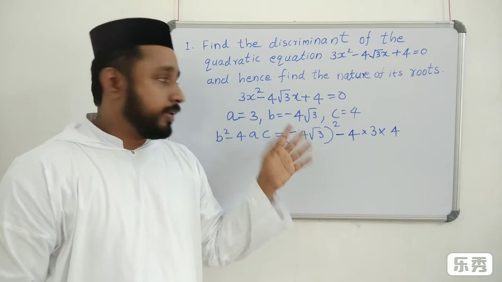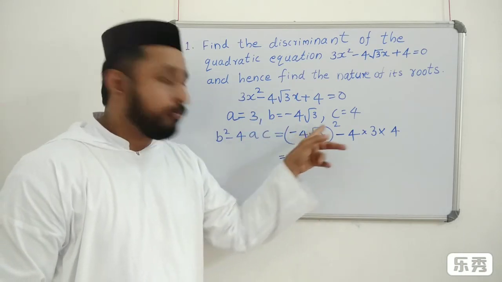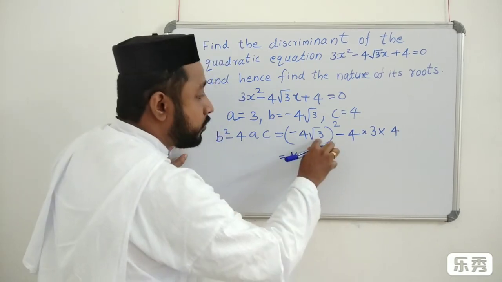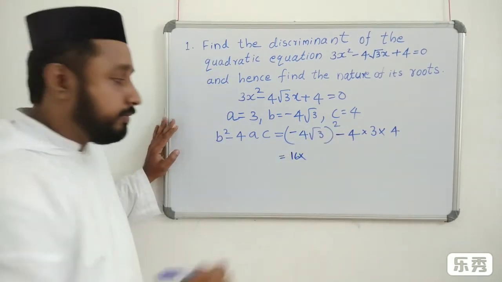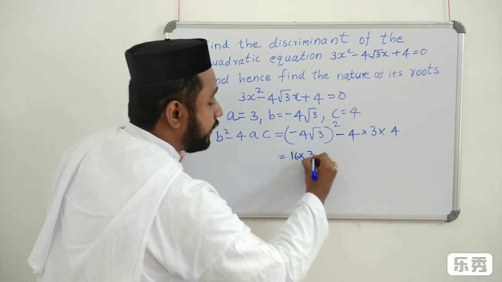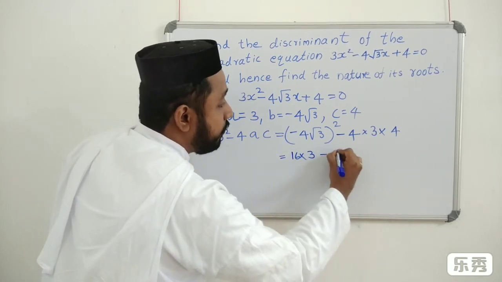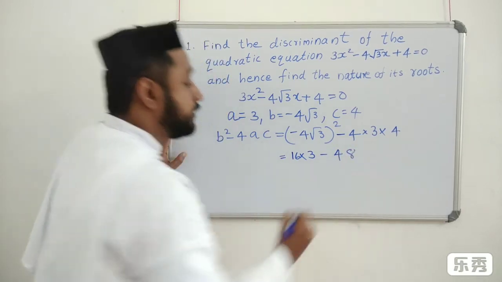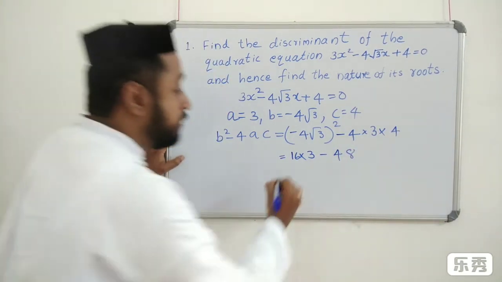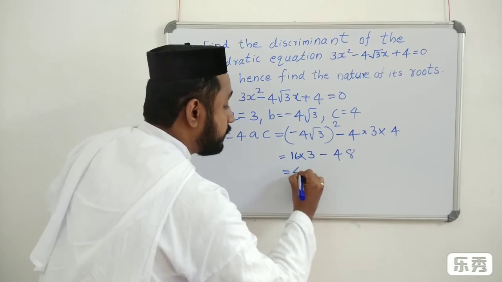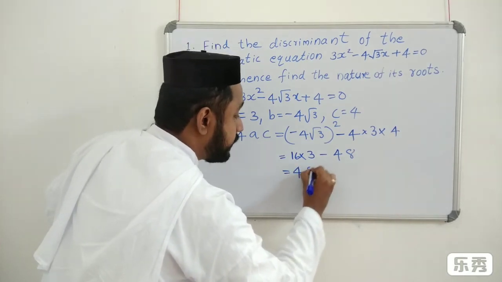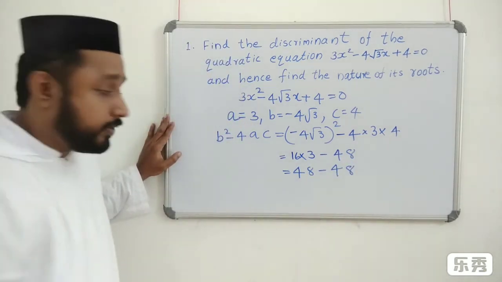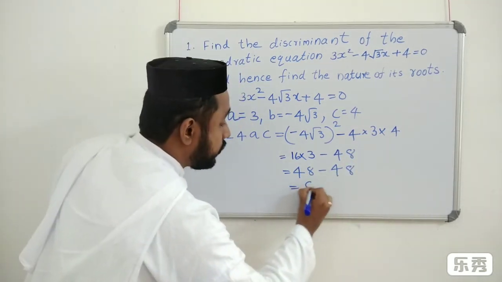It is equal to minus 4 root 3 square. Square of minus into minus is plus, square of 4 is 16, into root 3 square. Root 3 into root 3 is 3. Minus 4 into 3 is 12, 12 into 4 is 48. That is 16 into 3, which is 48, minus 48. So we got 48 minus 48, which is equal to 0.